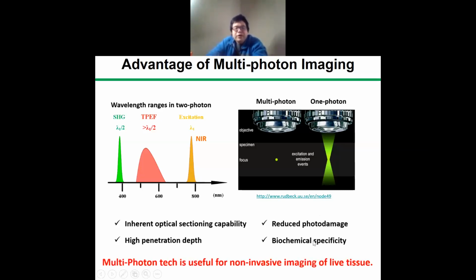Multi-photon technology is quite useful for non-invasive imaging of live tissues, which has already been proved by several groups, like Professor Chris Xu at Cornell and Professor Xingde Li at Johns Hopkins University. They work on non-invasive technology a lot, and we also try to build a miniaturized system for clinical applications.